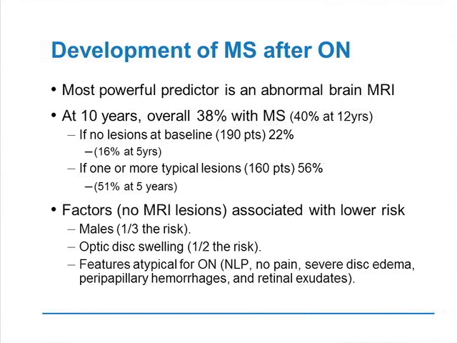There are some other factors. If you look at the patients with no MRI lesions at baseline, there were factors associated with lower risk of developing MS over time. In males, there was 1/3 the risk of females. Optic disc swelling was less likely to develop MS, and so were features atypical for optic neuritis, such as vision with no light perception, no pain, severe disc edema, peripapillary hemorrhages, and retinal exudates. In other words, features that are atypical for optic neuritis incurred a lower risk of developing multiple sclerosis in the long term.